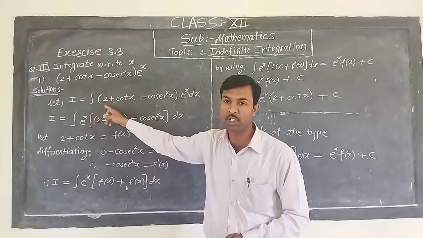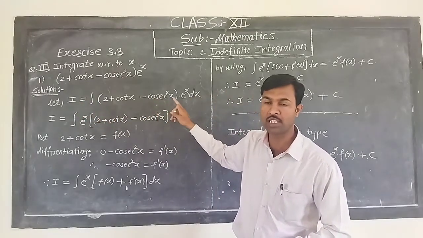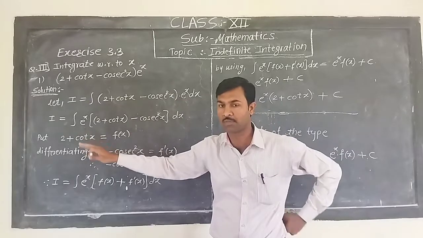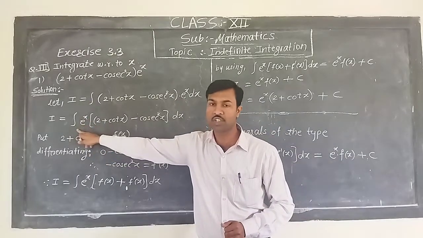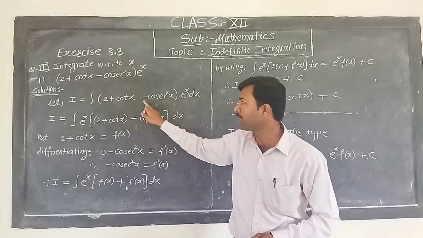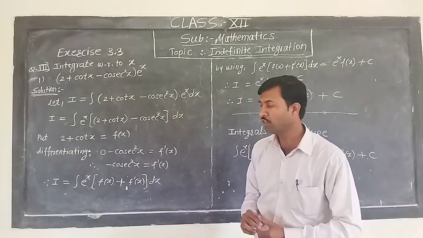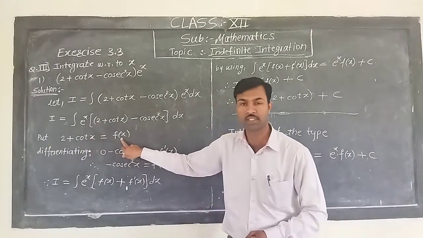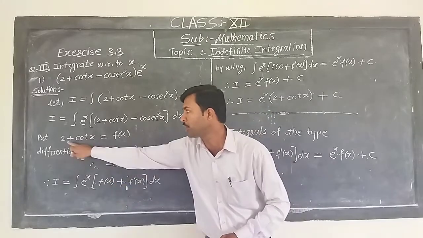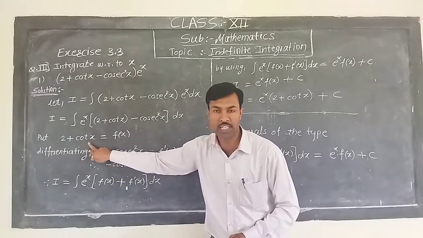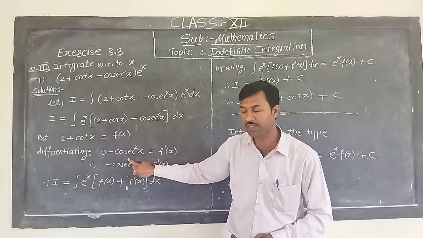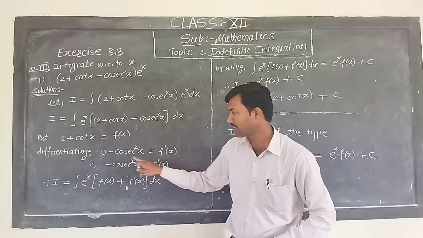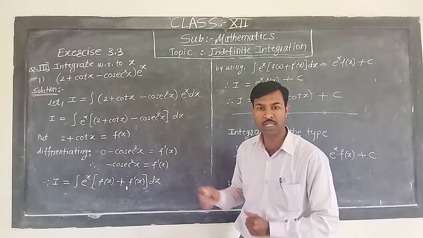is equals to integration of 2 plus cot x minus cosec square x into dx. Now I write this e raised to x in the first term, so that I can write this as integration of e raised to x into 2 plus cot x minus cosec square x into dx. Now friends, if I substitute this 2 plus cot x by f of x, therefore its derivative will be: derivative of 2 is 0, derivative of cot x is minus cosec square x, and derivative of f of x is f dash x.